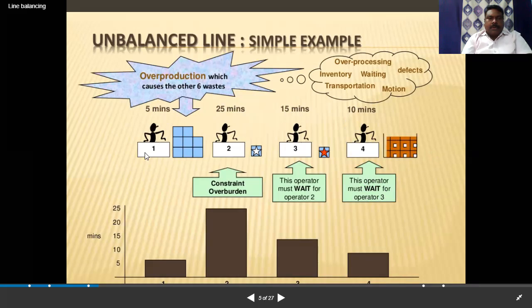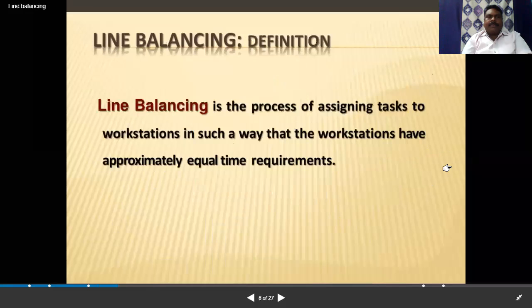So what happens from one workstation to another workstation while moving, here we should not take much time, otherwise this waiting will be a wastage of time. So some processing we have to take here, overproduction he has made, and you can see he is taking much time over here and he needs 15 minutes here. So you can see the total time. So this is very unbalanced, a simple example.